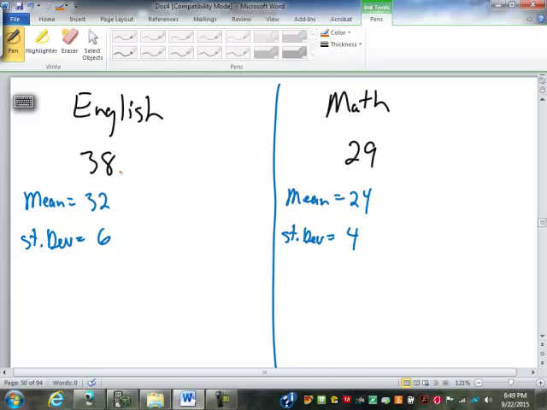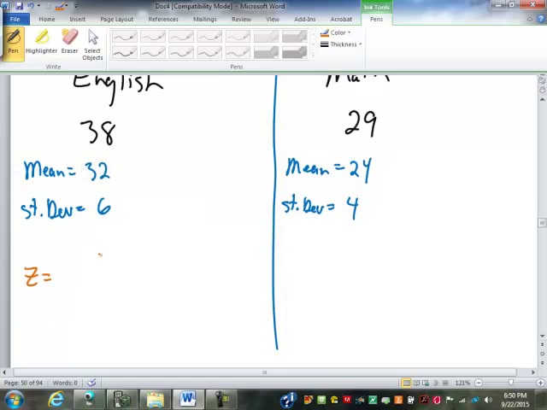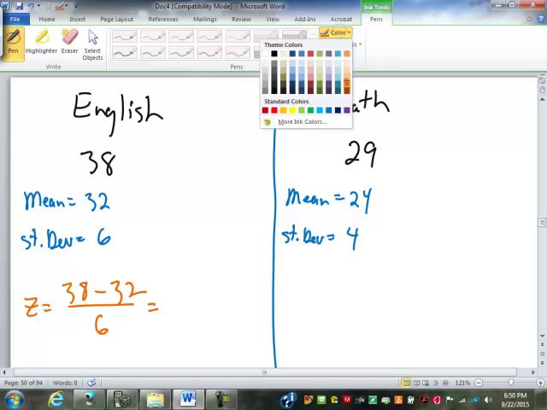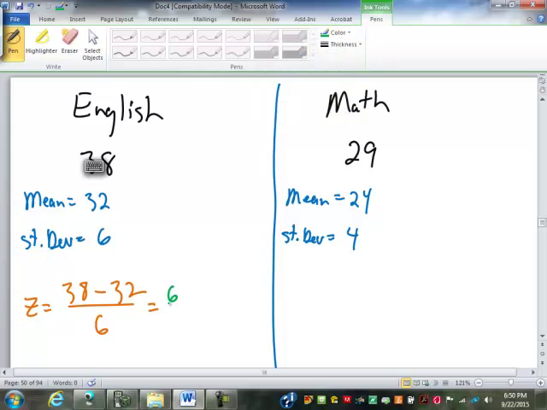Now you might look at this and say, hey, we were 6 points above the mean for the English test, only 5 points above the mean for the math test. We did better on the English test. No, not necessarily. Let's get to the z-score. The z-score for the English test, how would we find it? Our score of 38 minus the mean score, which is 32. Then once we get that difference, we divide by 6. What's 38 minus 32? 6. 6 divided by 6 is 1. You're 1 standard deviation above the mean.